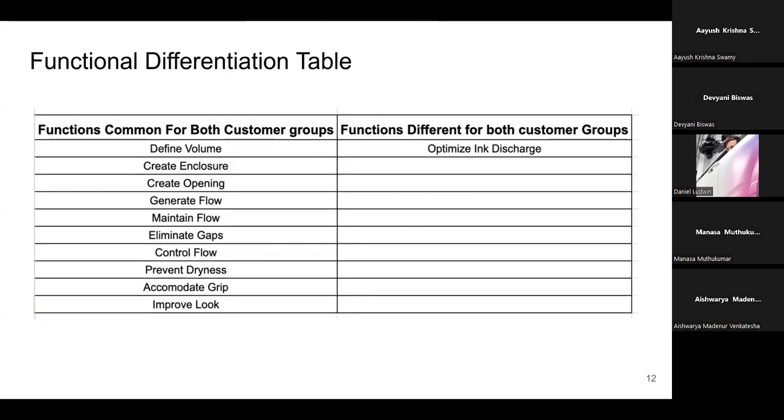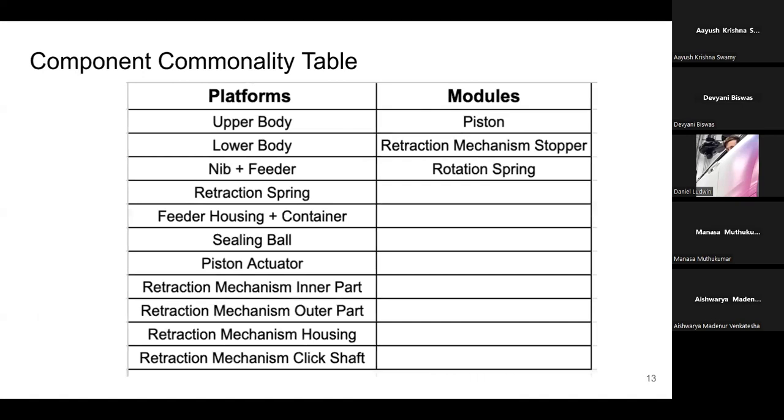For the functional differentiation table, we differentiated the functions from the FAST diagram that are common for the customer variants and that are different. Almost all the functions are common for the variants because the main function of a fountain pen is to write information. The only function that differs is the ink discharge optimization, which is mainly important in the case of the rotating pen mechanism for calligraphy artists. The component commonality table deals with the platforms and the modules.